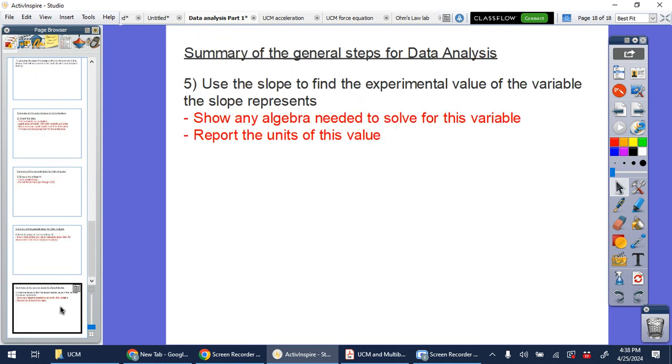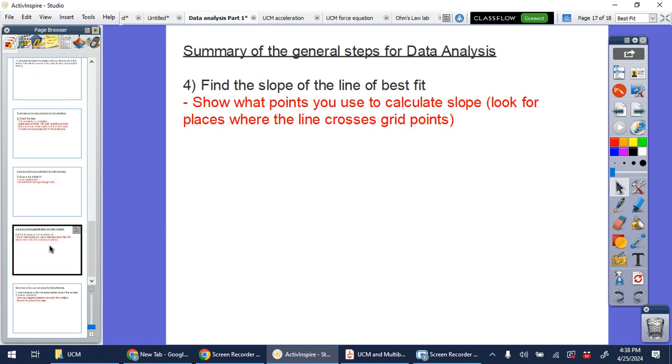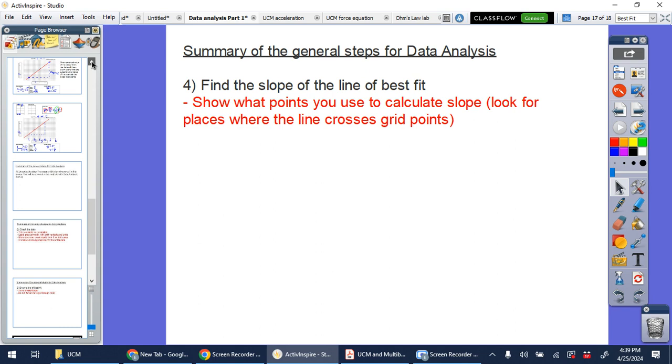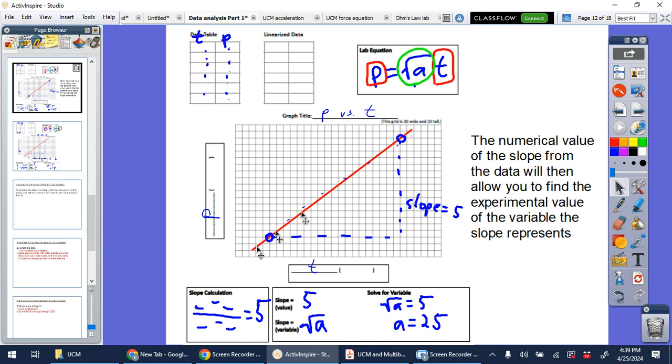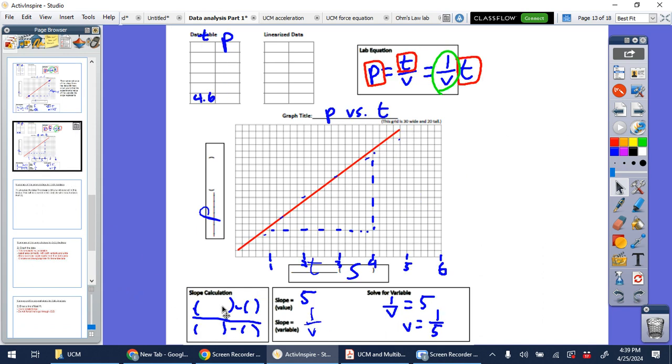Where were we? Here. Show what points you use to calculate slope and look for places where the line crosses the grid points right here. So show what points. How do you show it? Some people like to circle it on the graph like I did right here. Some people like to show what points they use right here. So like x, y, y, x, x, something like that, right? So I can see which values you used. Whatever the case is, I need to see what points you used and how you calculated the slope, all right?